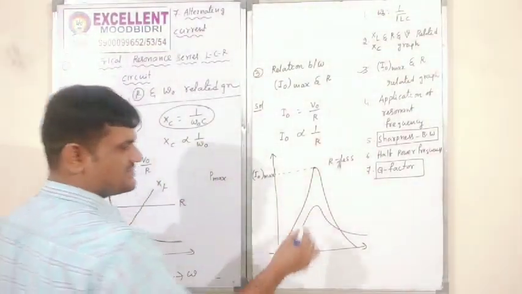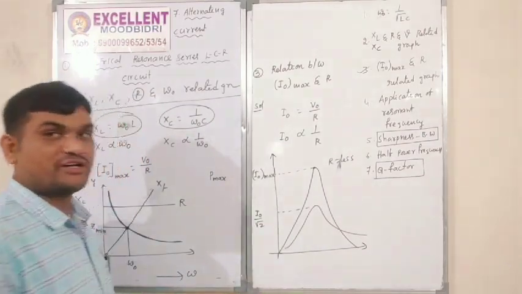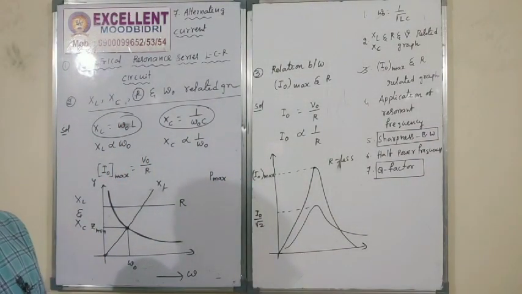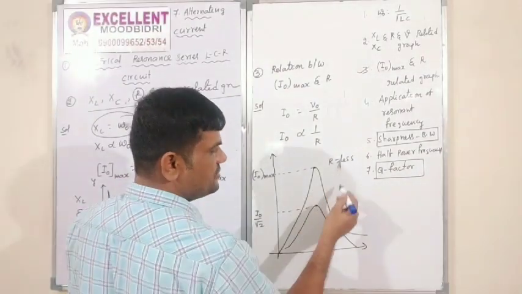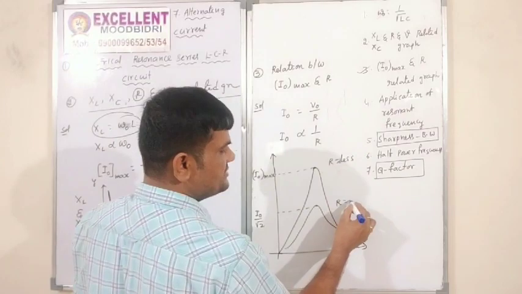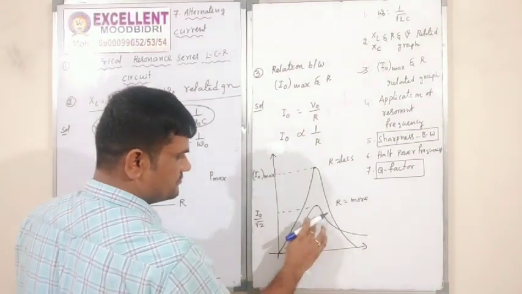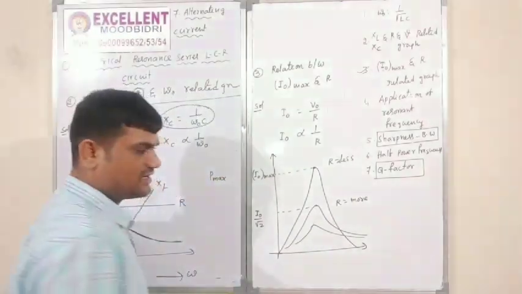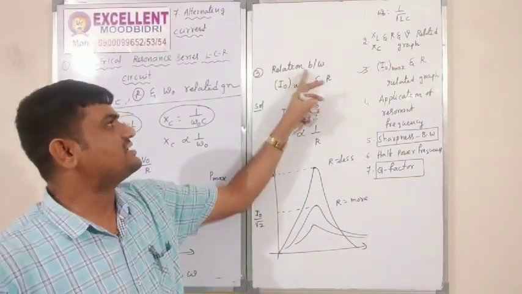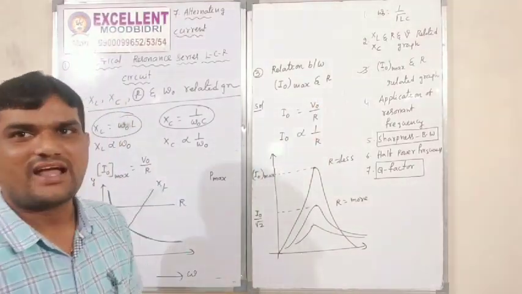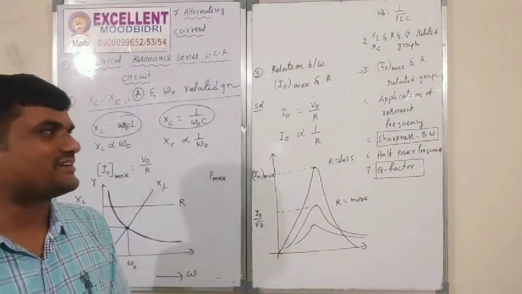So here I becomes less. How much is it reduced? I naught by root 2, 0.707, as the textbook gives. At this point R increases more. If it still increases, the graph will come in this manner. So that is the graph for the relation between I naught max and R. Are you clear? Then next.